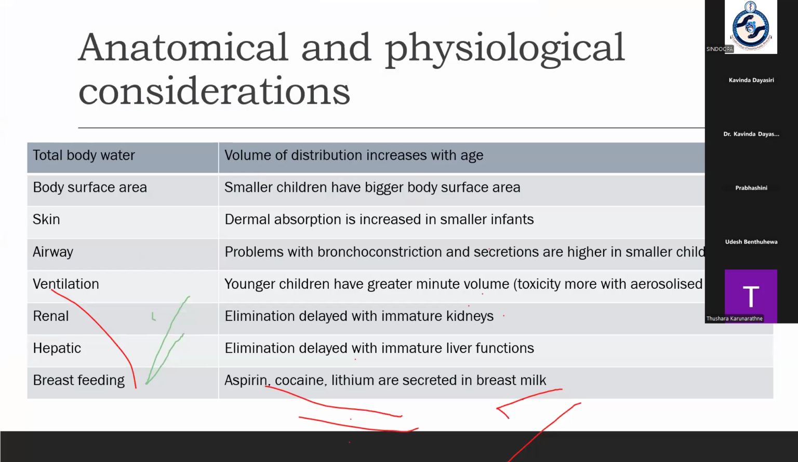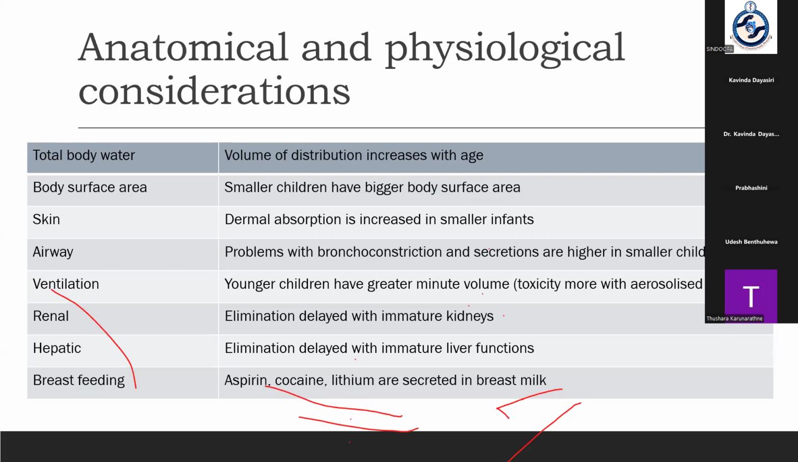So what are the differences between children and adults when it comes to anatomical and physiological considerations that are very important in making management decisions? In children, the volume of distribution is low in younger children, and it increases as they age, which means there's a higher tendency that the drug or poison can accumulate in the blood, resulting in higher toxicity in younger children. Smaller children have a bigger body surface area and thin skin, so dermal absorption may be faster, especially when there's a risk of poisoning by local agents such as acids and alkalis. So burns can be quite extensive.